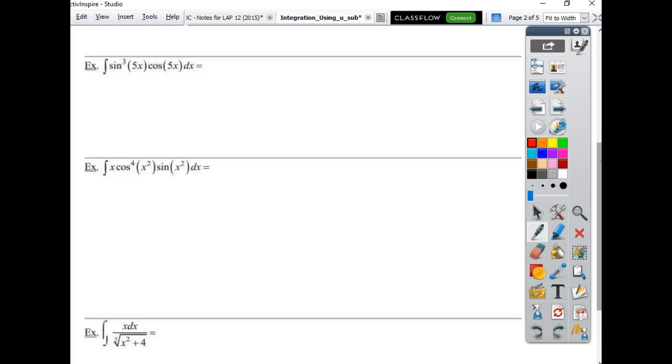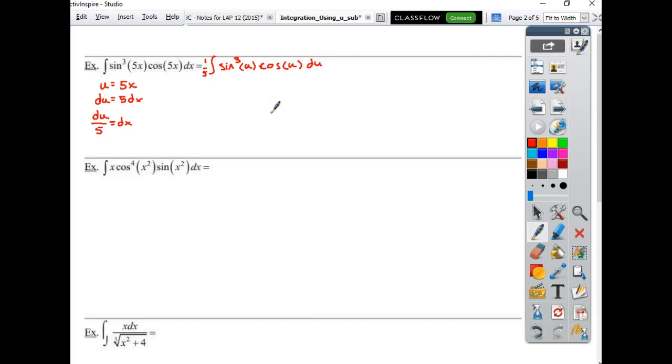All right, so what I want to point out is that this is a little bit of a tricky problem. What a vast majority of people will do in this question is select u, and just like every other problem, it seems like our u should be that 5x. But what would happen if I did that? I'd get du is equal to 5 dx, and du over 5 is dx. If we did the substitution, we would have gotten 1 over 5 sine cubed of u cosine of u du.